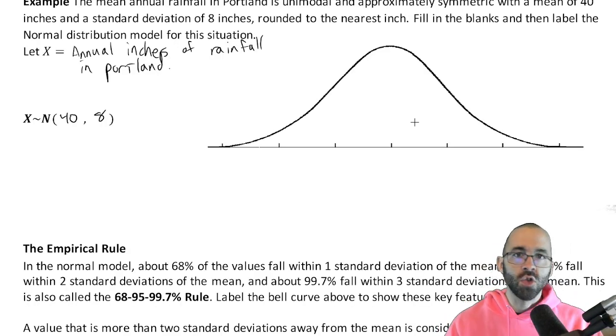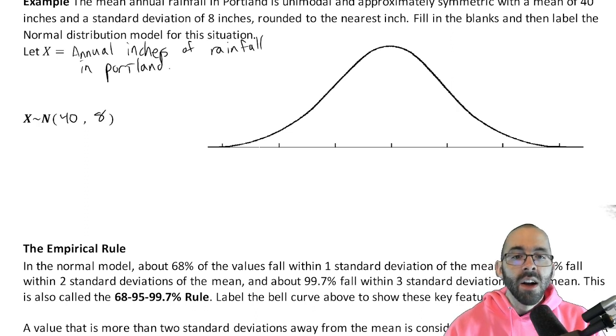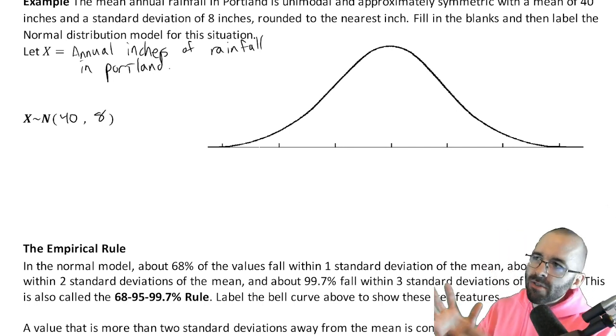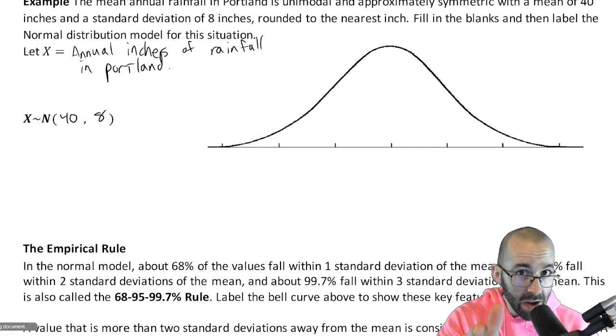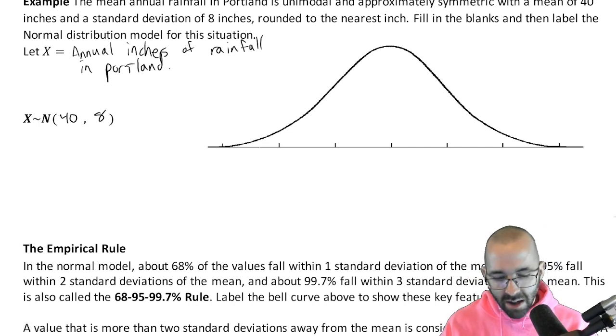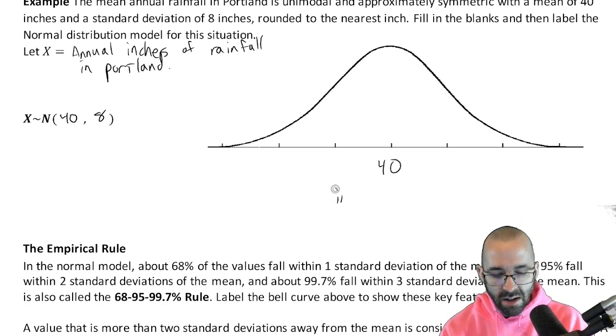So whenever we try to draw pictures for normal distributions, every normal distribution really looks kind of the same. They all look like this, okay? What matters is where is the center and how spread out things are. So the center is the mean, okay? Remember we had the difference between mean and median. Median was the middle and mean was the average. But if something's symmetric, then those are the same things. So 40 inches of rain is just right here.